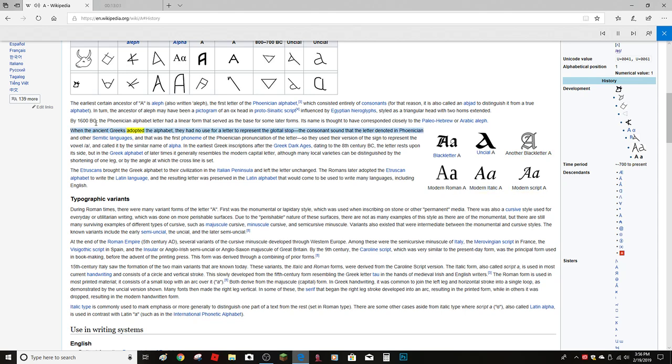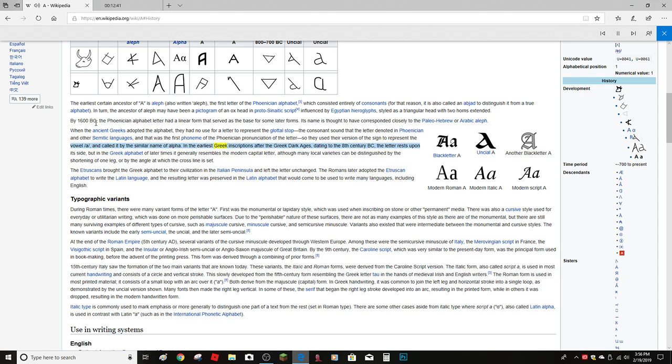When the ancient Greeks adopted the alphabet, they had no use for a letter to represent the glottal stop, the consonant sound that the letter denoted in Phoenician and other Semitic languages, and that was the first phoneme of the Phoenician pronunciation of the letter, so they used their version of the sign to represent the vowel /a/, and called it by the similar name of alpha.